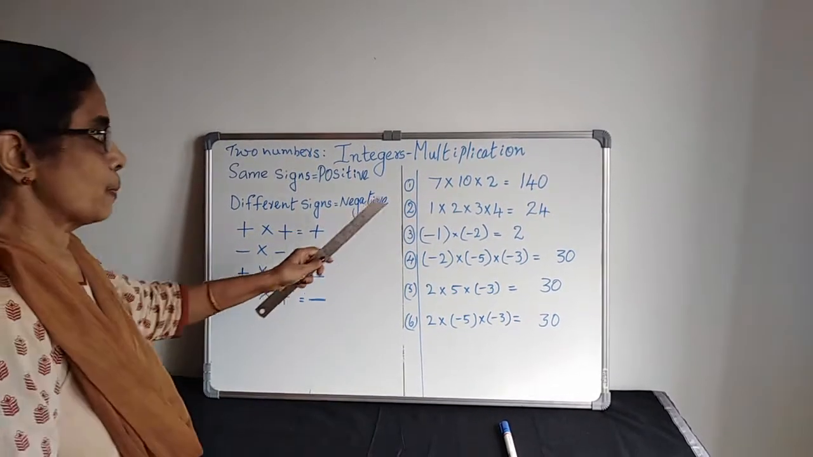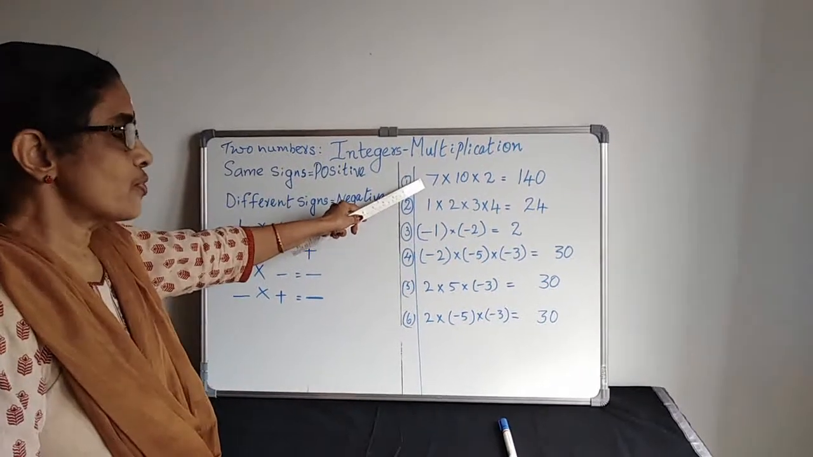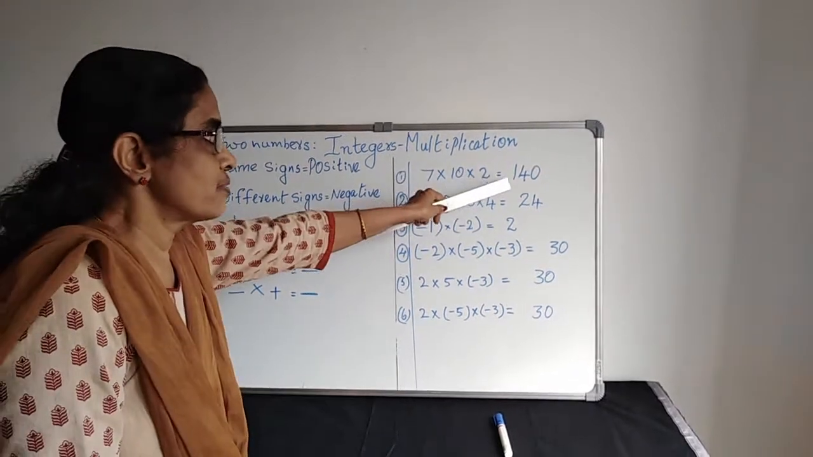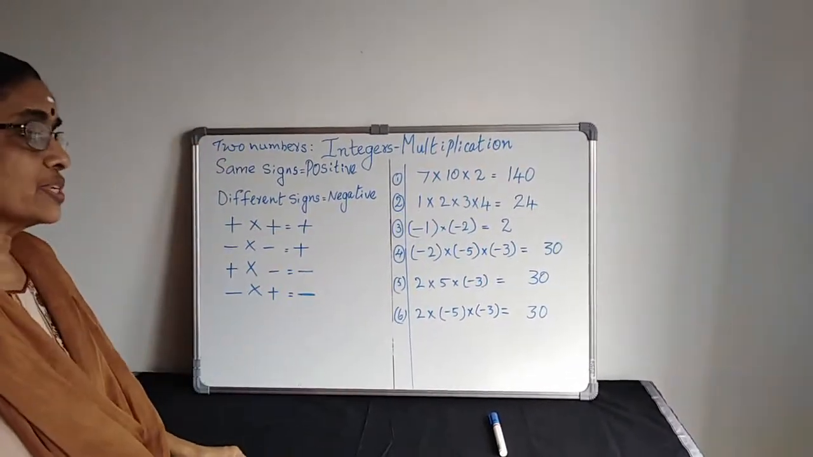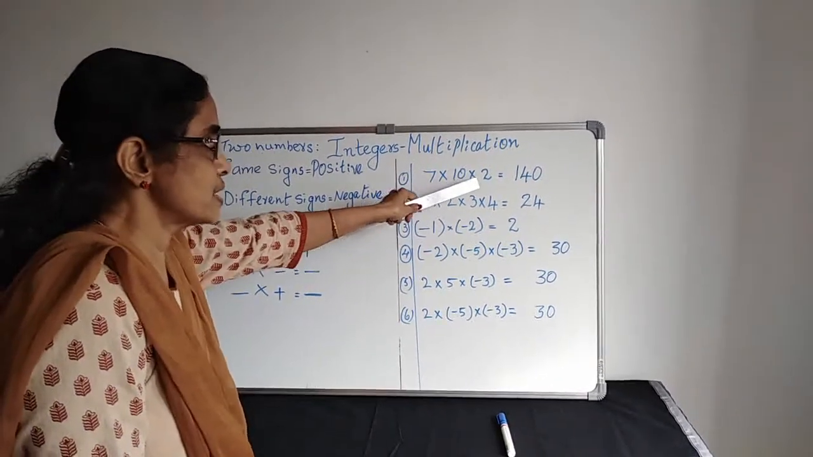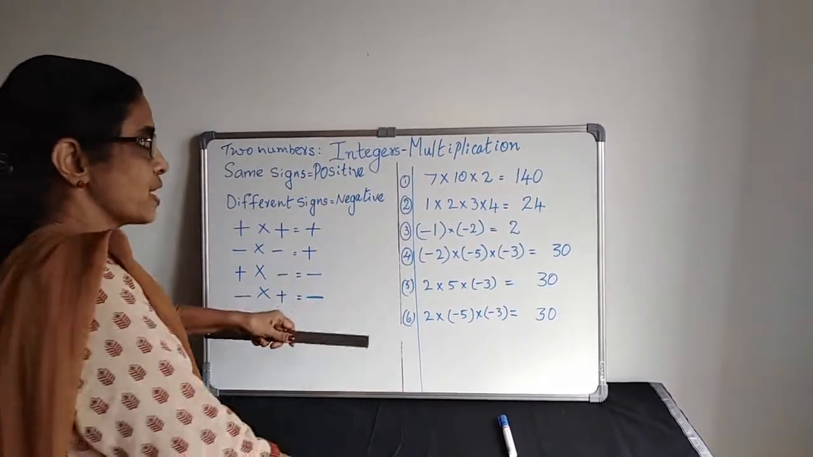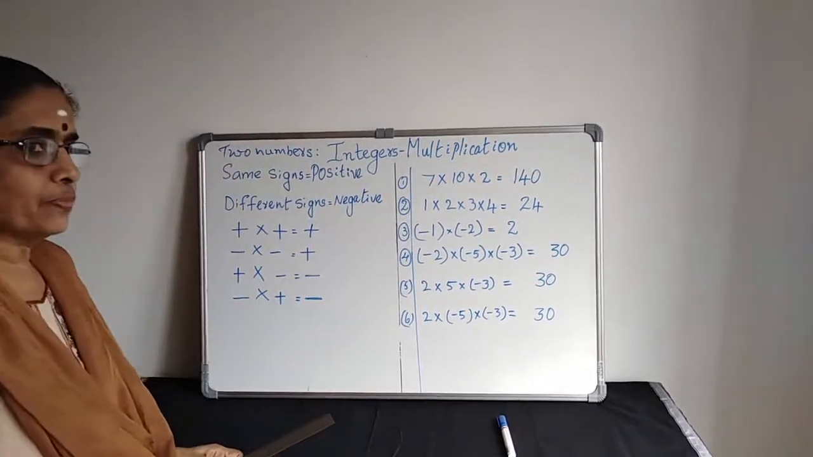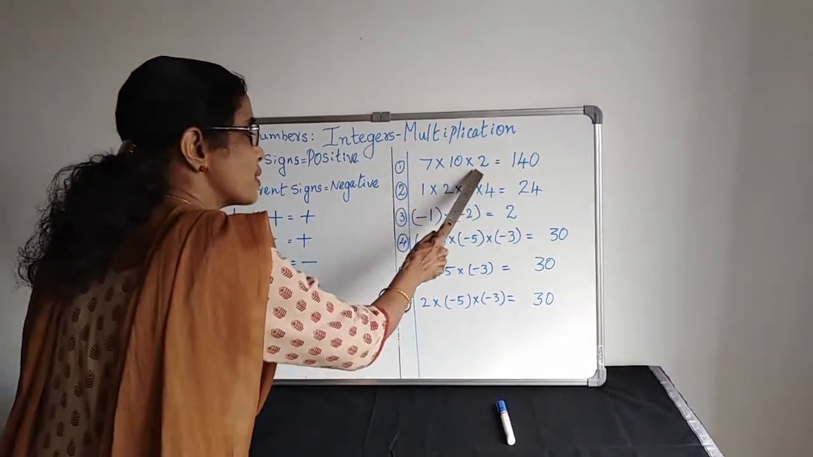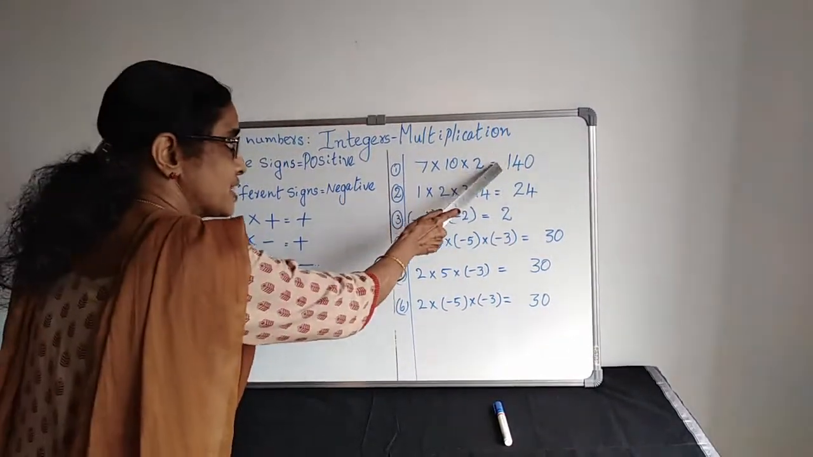Let us revise. First question. What we are going to do here is, first we are going to multiply the absolute values and write it. Then we are going to decide the sign. So 7 times 10, 70, 70 into 2, 140. Binu, could you tell me the sign? Is it positive or negative? Positive. It is positive because all the numbers are positive. So the result is positive. Positive we are not writing.